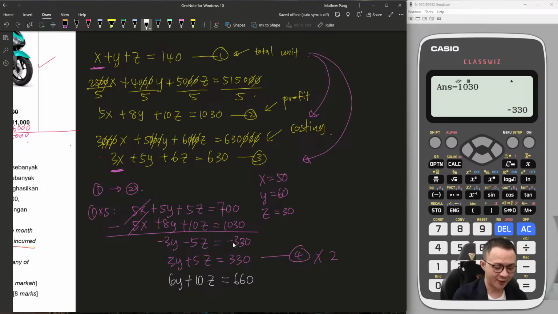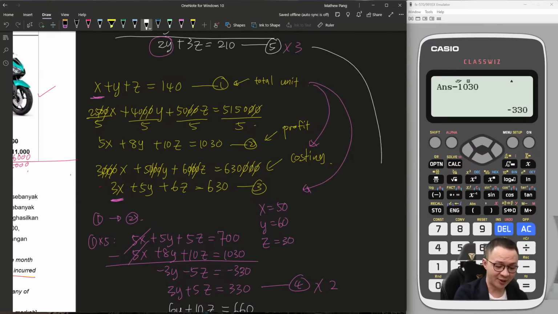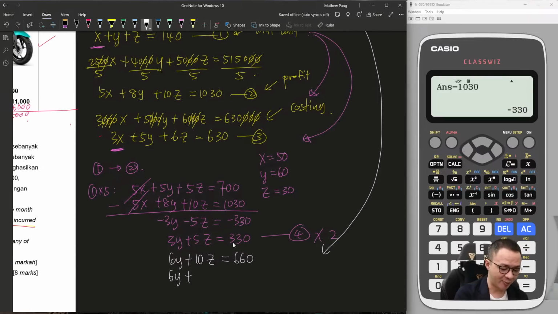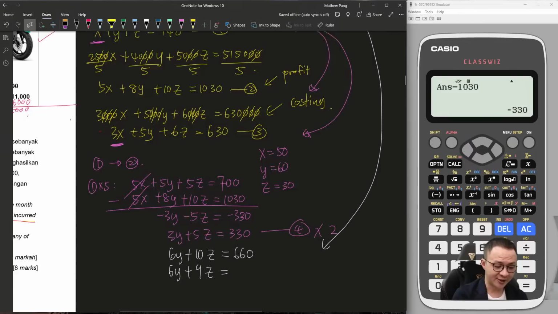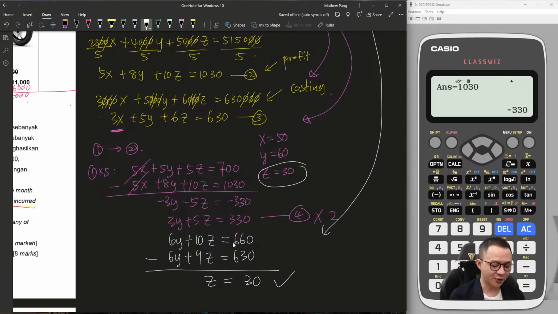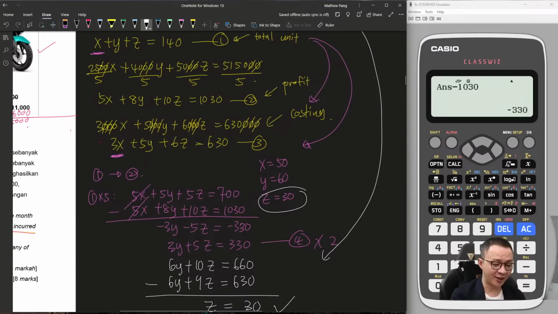Now I got 6y. And then on top I also multiply by 3: 6y plus 9z equals 630. If I minus them, I should get z equals 30. You see, my z equals 30. This answer is correct. After I got z equals 30, I can substitute into any equation to find my y.